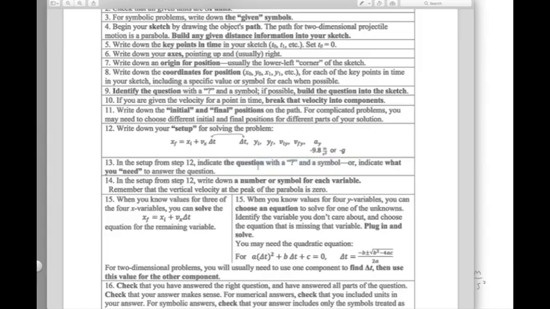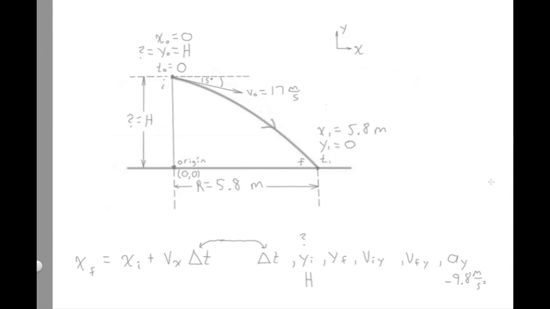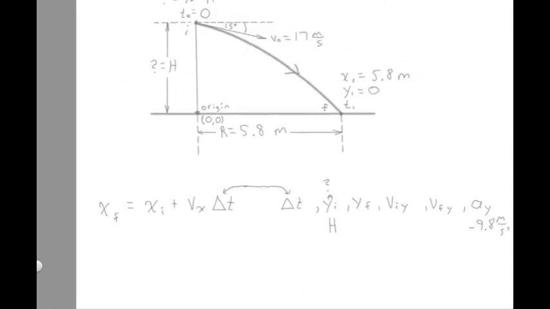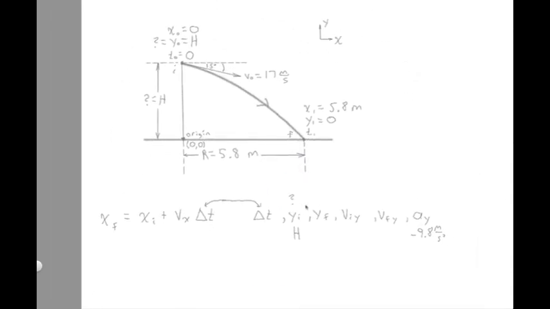Okay, so previously we had built the question into our sketch with a question mark, and now we go further and build the question into our setup with the question mark. And we also found the specific symbol we were using for the question, which was again capital H. Now we're ready for our next step, which is to write down our numbers or specific symbols for the remaining variables using the work we've already done.